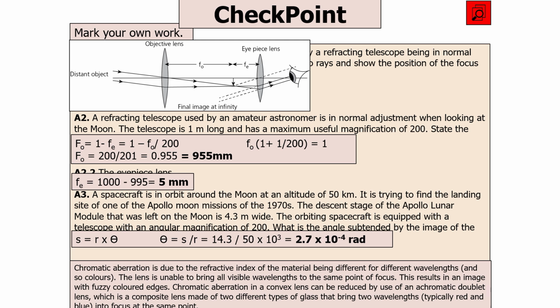So this results in an image with fuzzy coloured edges, and so chromatic aberration can be reduced with the use of an achromatic doublet lens. So you would remove some of the different wavelengths. Okay, so it would be a composite lens of different types of glass that could bring two wavelengths like red and blue into focus at the same point.